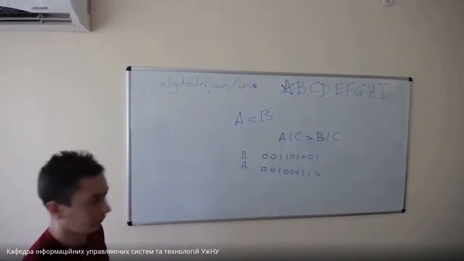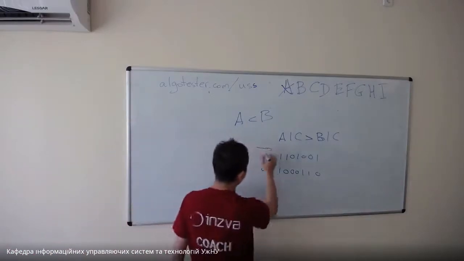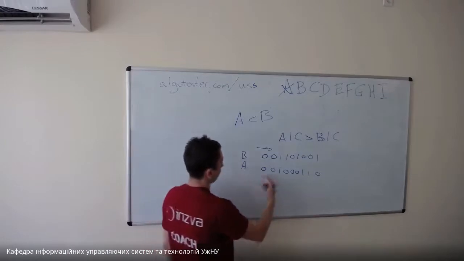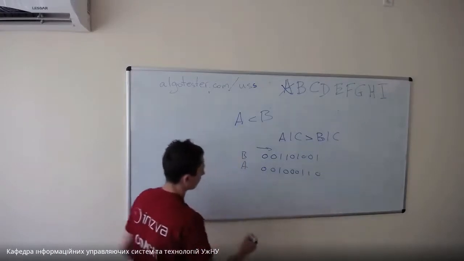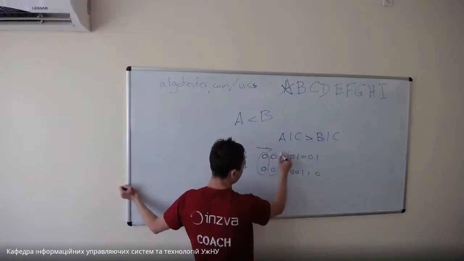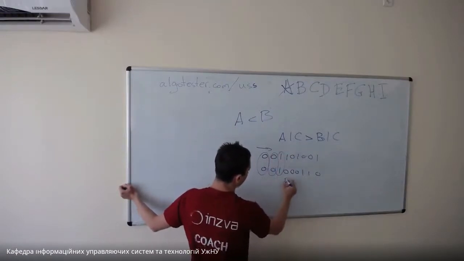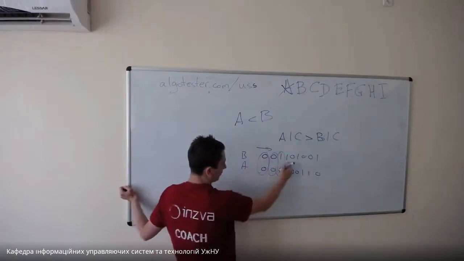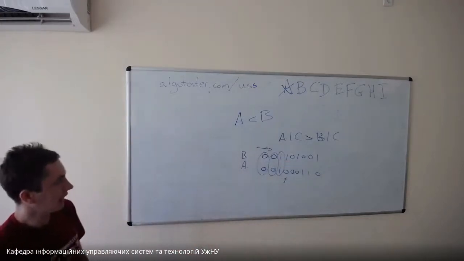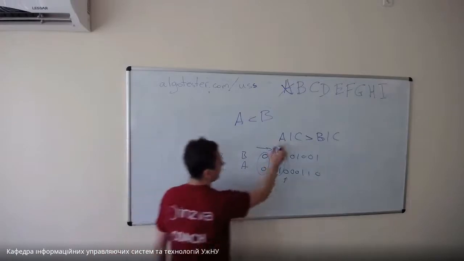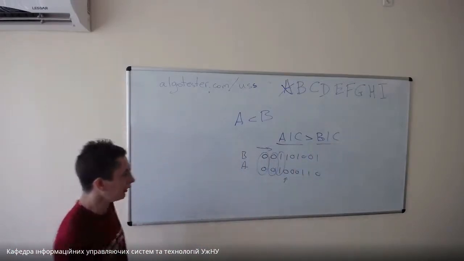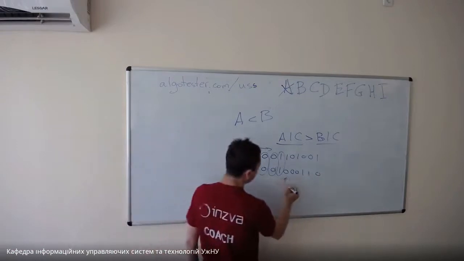And then we just go from left to right and look at the bits. We go from the larger bits to smaller bits. If we have two zeros, we just skip them. Two zeros, we just skip them. Two ones, we just skip them. And here we have in B bit 1 and in A bit 0. If you want A OR C to not be less than B OR C, then we have to set this bit to 1.